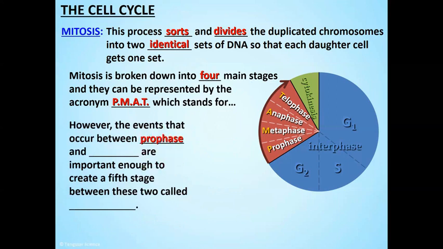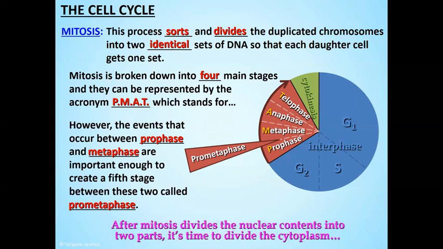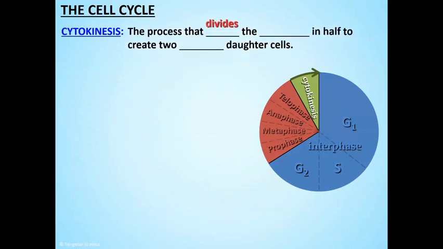It says, however, the events that occur between the prophase and the metaphase are important enough to create a 5th stage between the two called a prometaphase. Maybe that's the checkpoint. After mitosis divides the nuclear content into 2 separate nuclei, it's time to divide the cytoplasm. Everybody remembers what the cytoplasm is? The cytoplasm gels. Cytokinesis is the very last of the process, and the process that divides the cytoplasm into half to create 2 separate daughter cells.